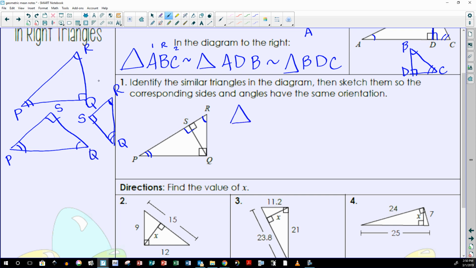So if I start with the big one, R, P, Q. The order I went in this time, 1 tick mark, 2 tick marks, right angle. So this is 1, 2, R. So now I look at the medium triangle, and I want to do the same thing. 1, 2, R. Q, P, S. Then you do it one more time so that you get the itty bitty triangle. So 1, 2, R. So 1 tick mark, 2 tick marks, right angle mark. So R, Q, S.